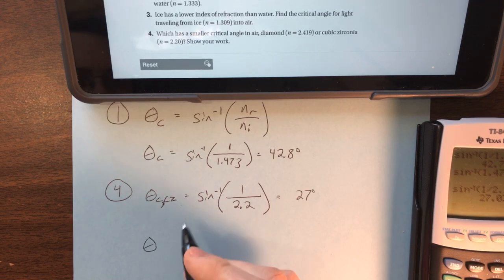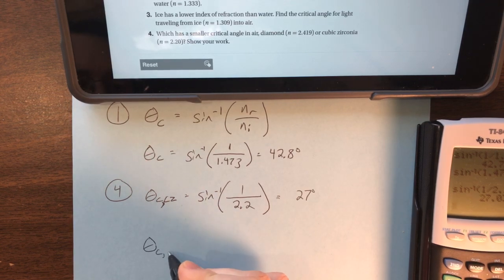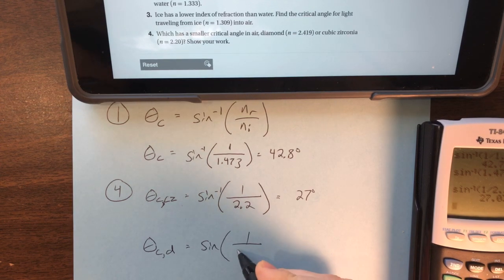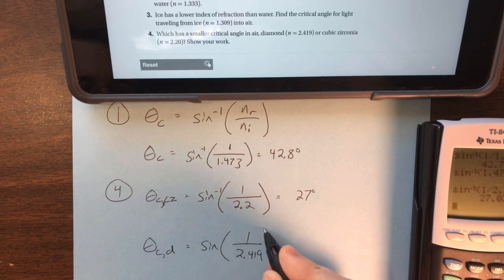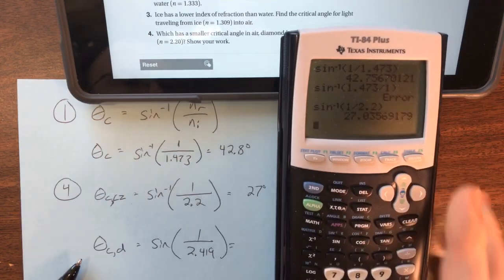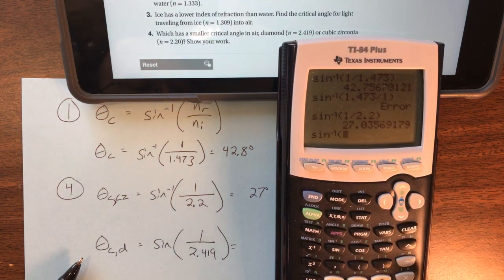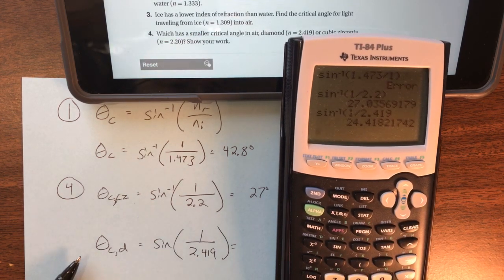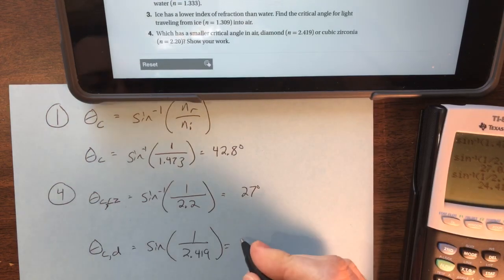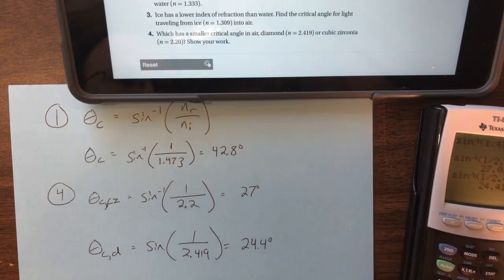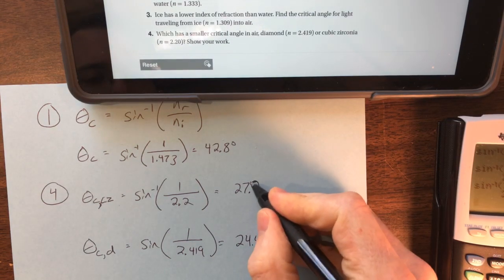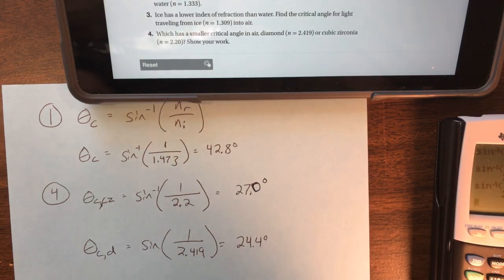All right. So we have the critical angle once again for diamond. It's going to be the inverse sine of 1 over 2.419. Let's get that. Inverse sine of 1 over 2.419. And that gets us 24.4 degrees. What was the other one? That was 27.0. Okay, so we'll just put that in, 27.0 degrees. All right, and so we just say, okay, the question is, which has the smaller critical angle? Well, this one, right?